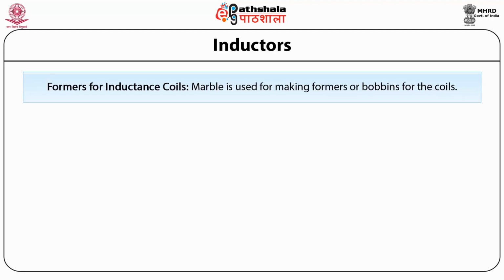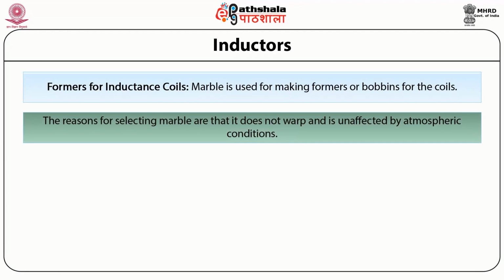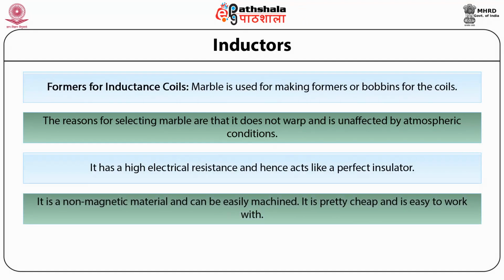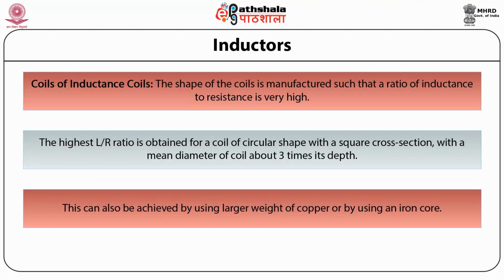Marble is used for making formers or bobbins for the coils. The reasons for selecting marble are that it does not warp and is unaffected by atmospheric conditions. It has a high electrical resistance and hence acts like a perfect insulator. It is a non-magnetic material and can be easily machined. It is pretty cheap and easy to work with, unlike an iron core.